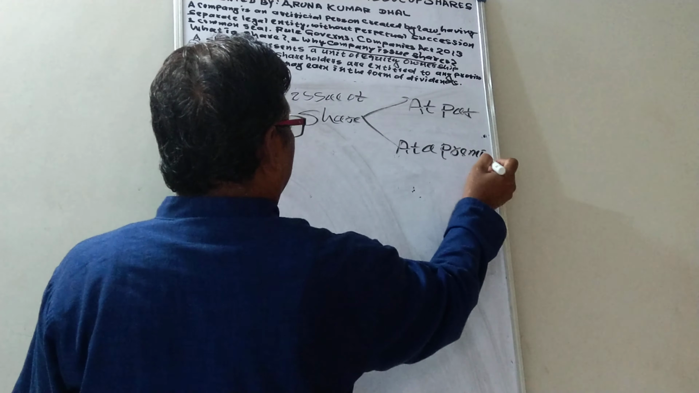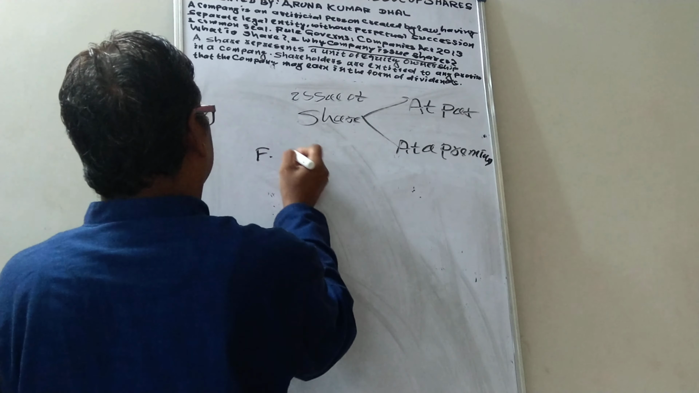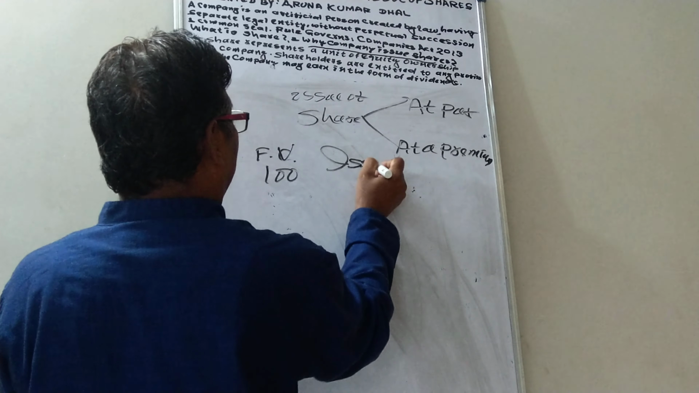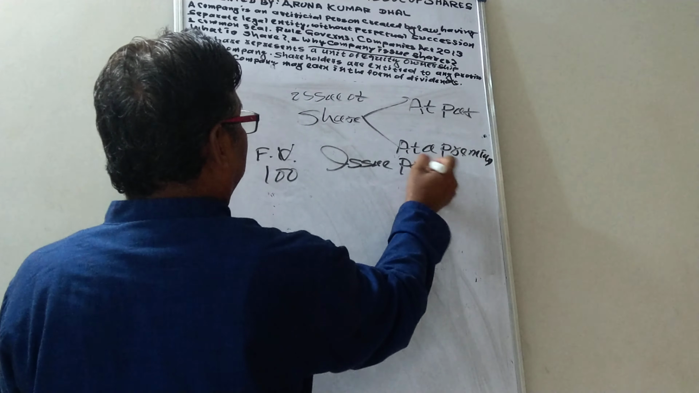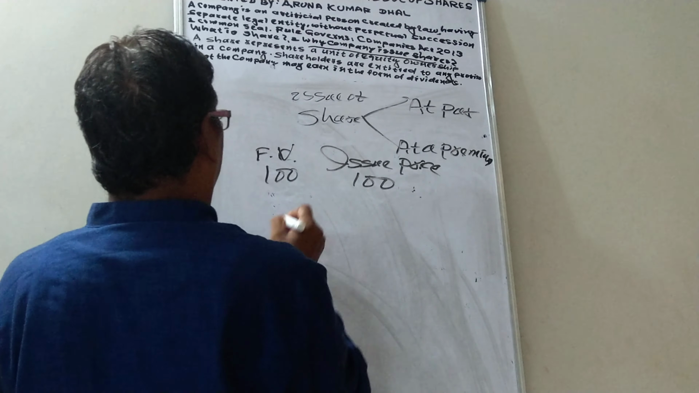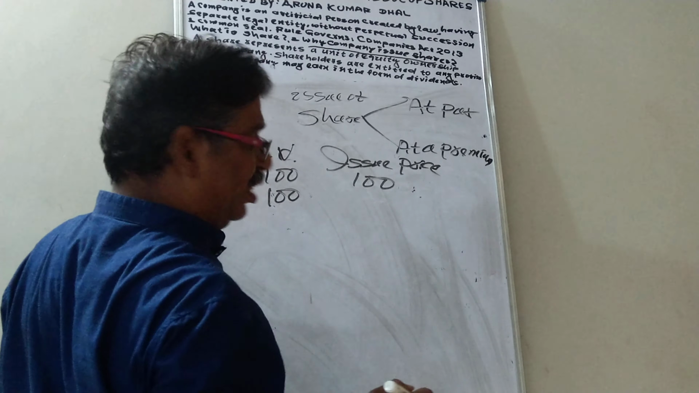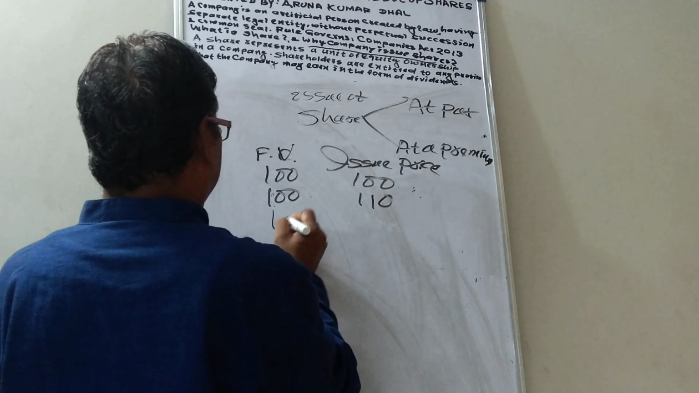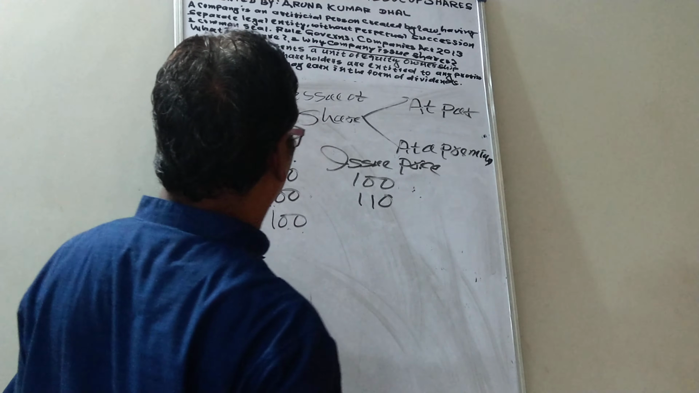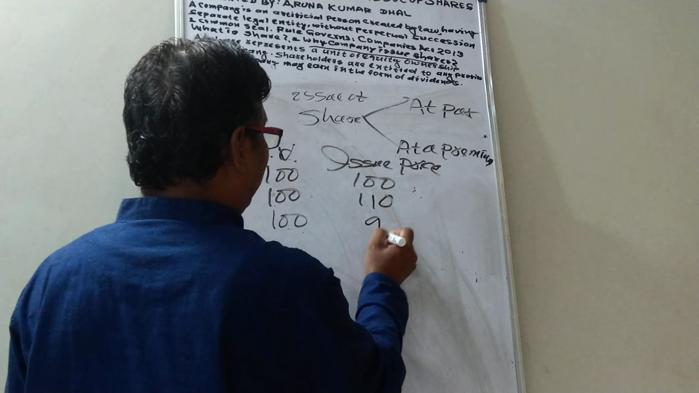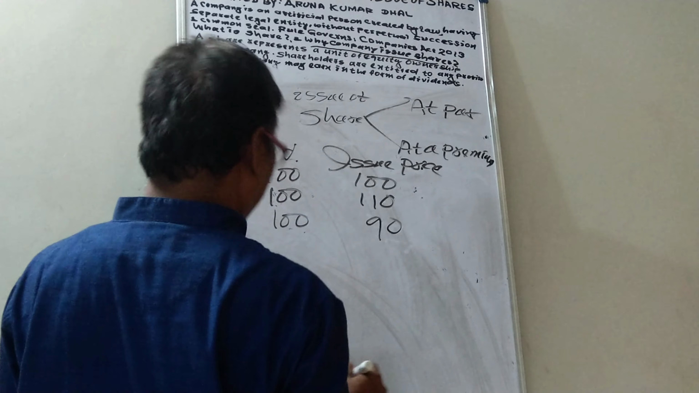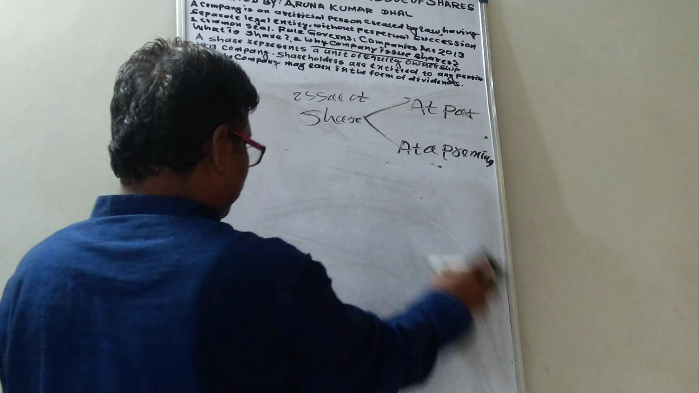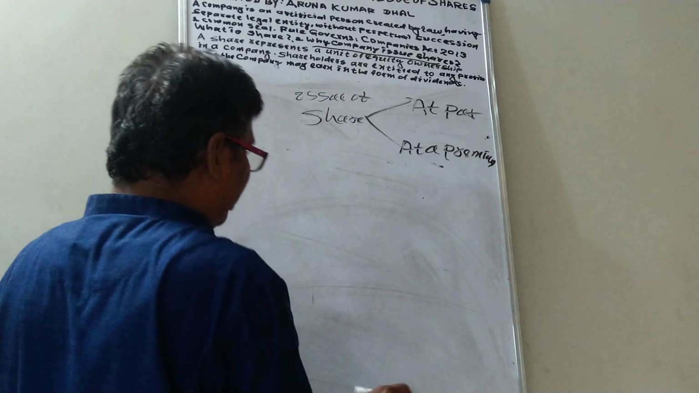Par means the face value of the share is 100 rupees and the issue price is also 100 rupees. If it is at a premium, face value 100, issue price more than 100, let it be 110, 10 rupees premium. If it is at a discount, then face value 100, issue price is less than 100, say 90 rupees. So the entire 100 rupees will not be collected at once from the public.